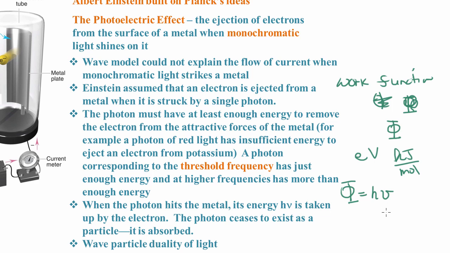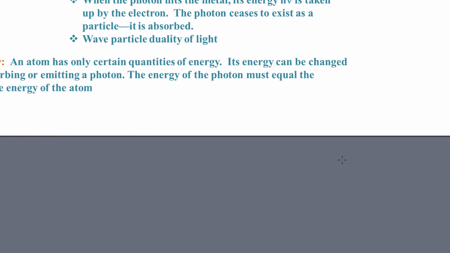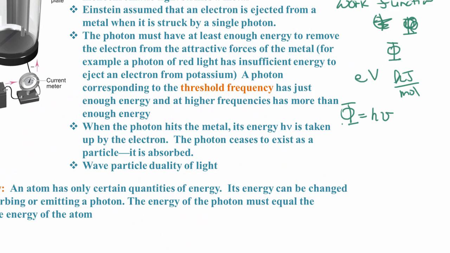And it's going to be lowest for metals of group 1A and 2A. Why is that? That's because the electrons are held less tightly. The ionization energy is lower for those metals than it is for other metals towards the right-hand side of the periodic table. Einstein explained this dependence.